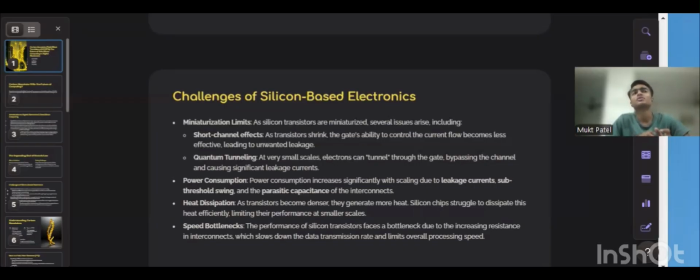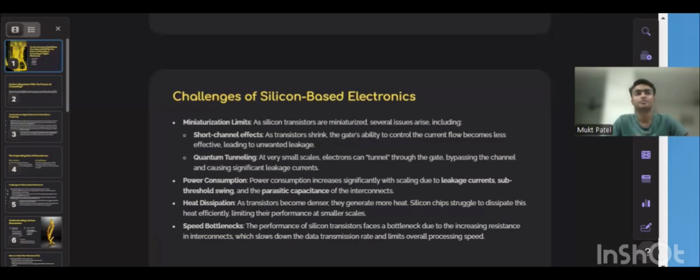It is similar to the upper one, the short channel effect, as in the upper one they talked about the current, and here when electrons pass at a small scale, leakage current happens, which is a significant cause of it. Power consumption. Power consumption increases significantly with scaling due to leakage current, sub-threshold swing, and parasitic capacitance of the interconnects, which is very important. Power consumption increases significantly with scaling due to current leakage, and it's not a good sign.